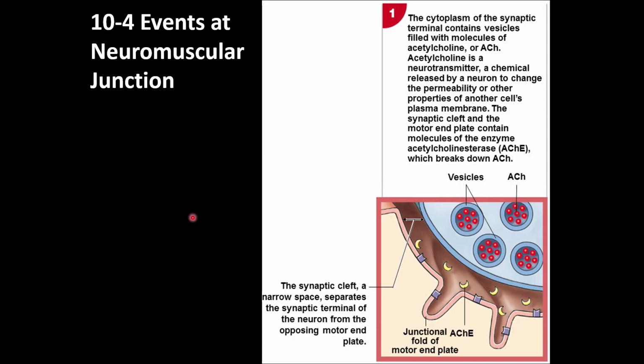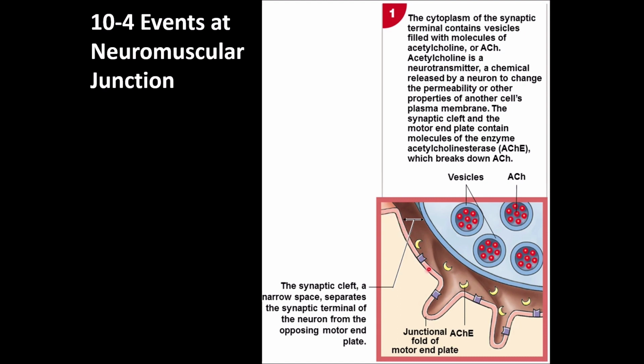Neuromuscular junction means a connection between a neuron and a muscle. If you look at it here, this is the end of a neuron, and this is the plasma membrane of the neuron. This is called the presynaptic membrane, and that area also contains these vesicles. The vesicles contain acetylcholine, which is a neurotransmitter. It's a chemical.